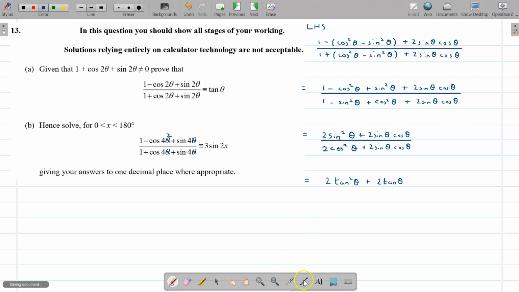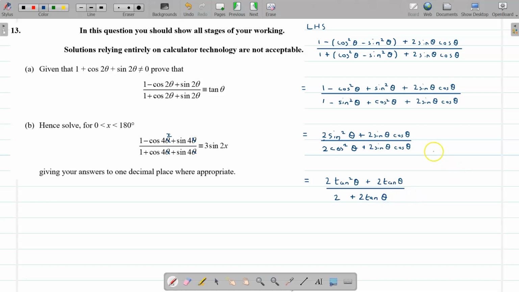And then I do the same to the denominator. I divide everything by cos squared. So that's just going to be 2. Okay, and this is going to be 2 sine over cos times cos over cos, which is 2 tan. Okay, 2 tan theta.